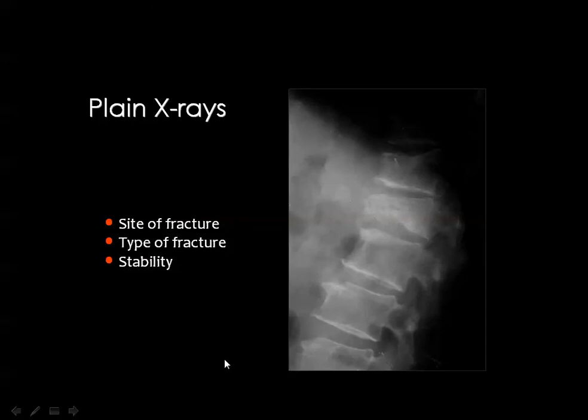Then we have three types of imaging modalities for diagnosis of the spinal fractures. The first one is the X-rays, and the main value of the X-rays is to detect the site of the fracture, the type of the fracture, and may give you an idea about the stability of the fracture. And here you can see that there is a compression fracture of one of the vertebral bodies with anterior wedging. The posterior aspect of the vertebra is more or less intact, hence the middle column is preserved. It's only affecting the anterior column.